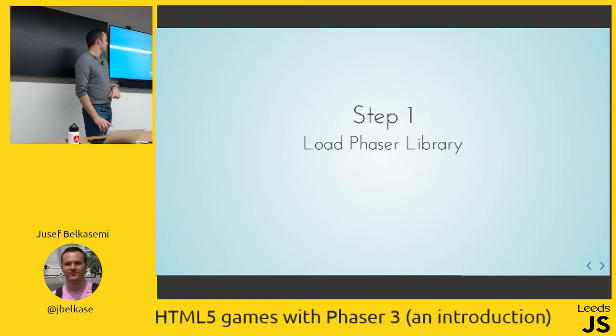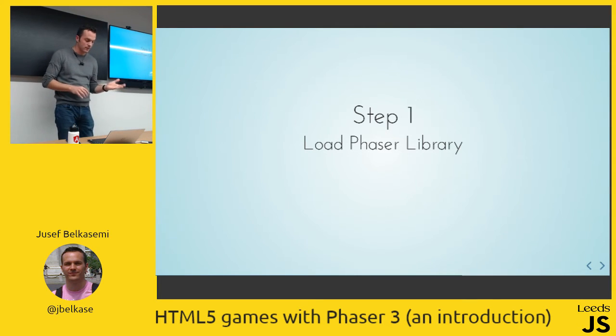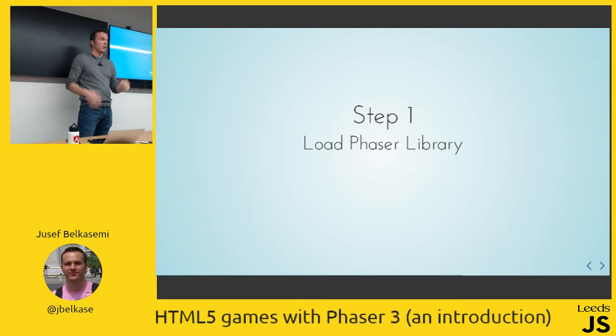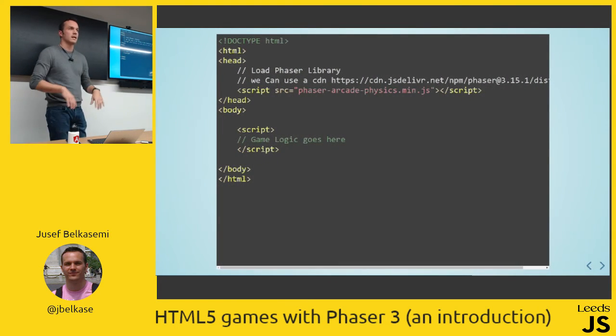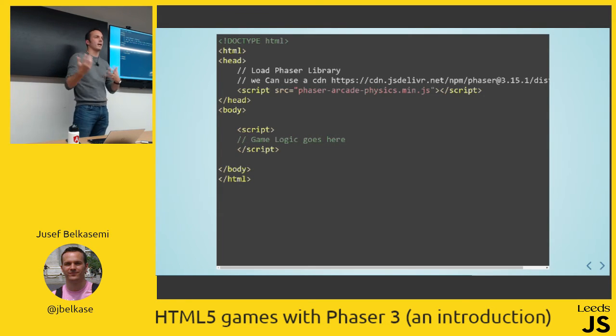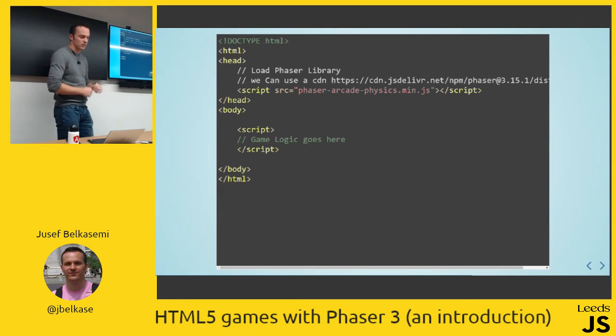So basically we can build a Hello World game in 5 simple steps. We start by loading the Phaser library. To do that, we can either use a CDN or download it ourselves, or if we use Webpack or any other sort of bundler, we can install it via NPM.